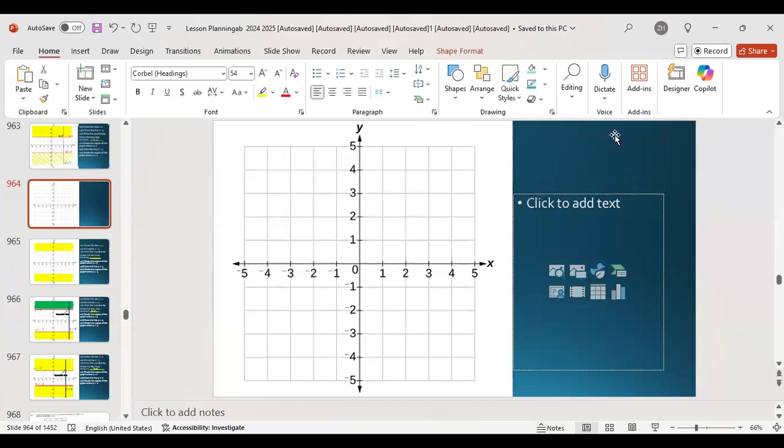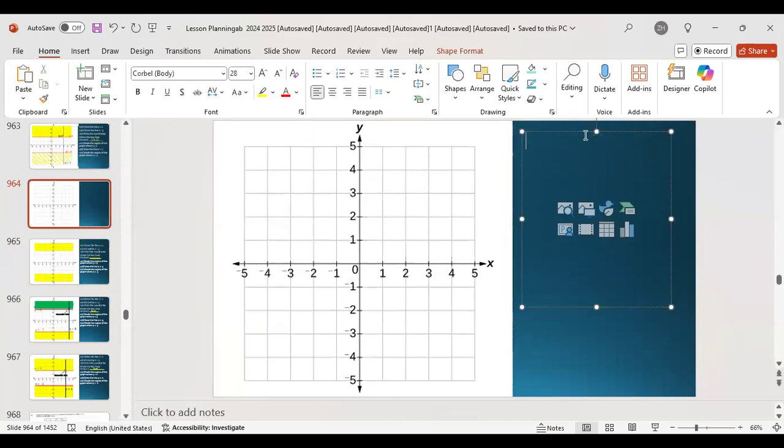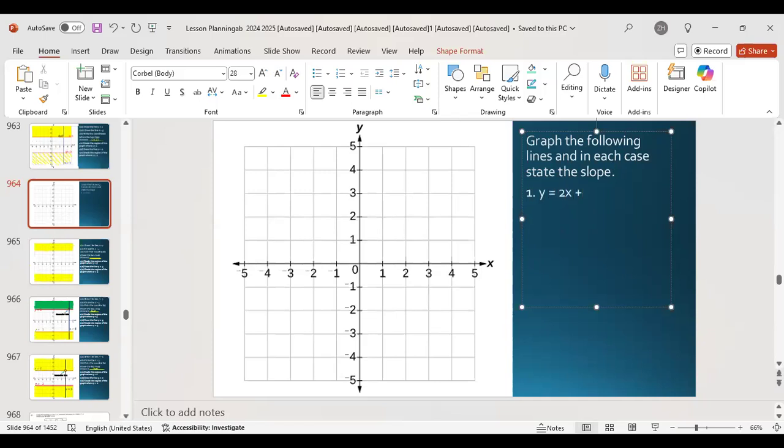So I want us to graph the following lines, and in each case, state the slope. Okay. First line is going to be y is equal to 2x minus 5. Y is equal to 2x minus 5. So say the slope and, let me just say and, the y-intercept.